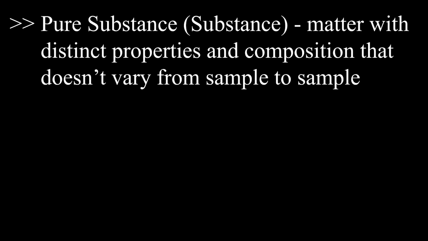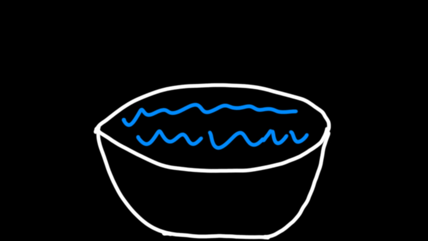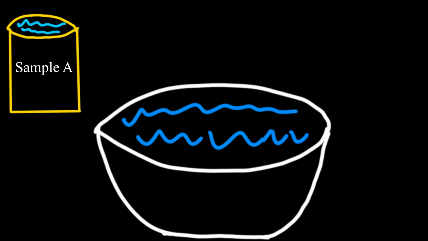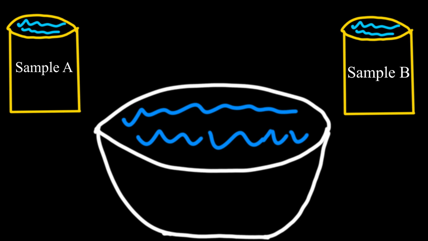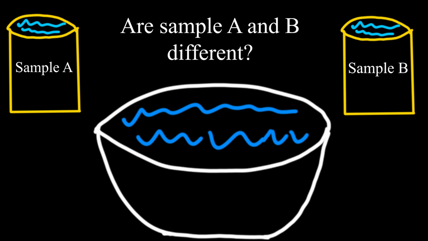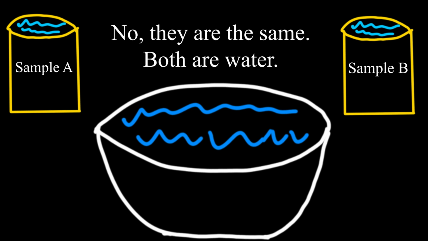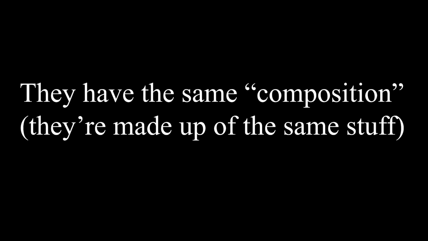Now, what are pure substances? A pure substance, which is sometimes just called a substance, is matter with very specific properties and composition that doesn't change from sample to sample. For example, let's take a look at a bowl of water. If I scoop up some water from the left side of a bowl, and then I scoop up some water from the right side of the bowl, are these two samples different? Has anything changed? No, because they're both water or H2O. They're both made up of the same stuff, or rather, they have the same composition.